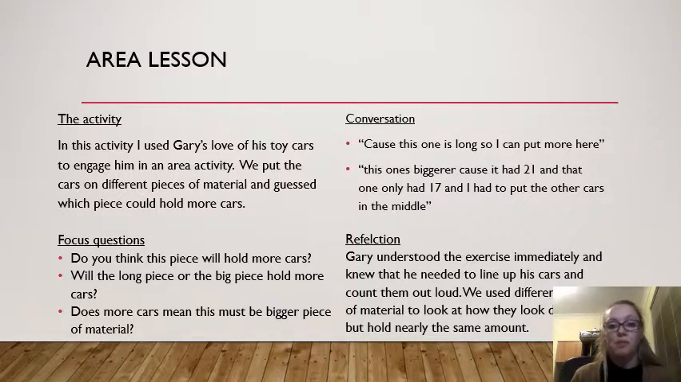We actually used a couple of different pieces of material. I used a triangular piece of material that he placed all of the cars around the outside that I didn't get a picture of. And he fit 21 onto the first piece. And when I asked him to do the same again with the other piece of cloth, he only got 17 onto it that time. So when I asked him what happened, and does more cars mean this must be a bigger piece of material, he said this one's bigger because it had 21 and that one had 17. I had to put the other cars into the middle. So he had placed them in the middle of the triangle because he couldn't fit them with the rest. When I asked him, he could understand that it was a bigger piece that he was using than the smaller triangle.